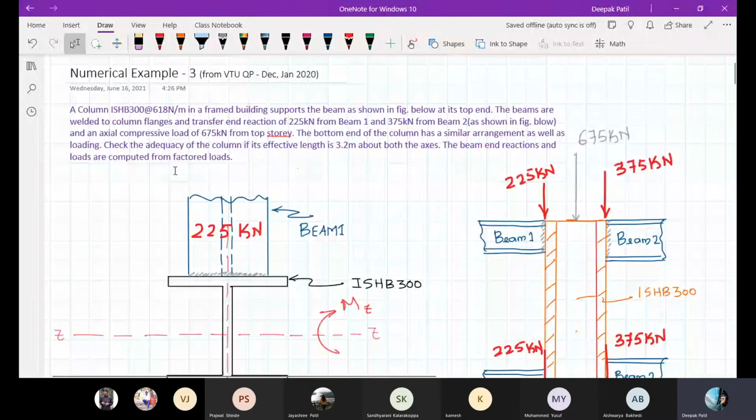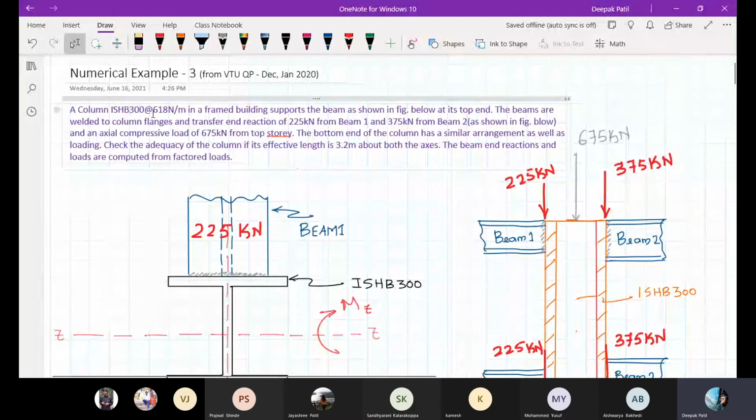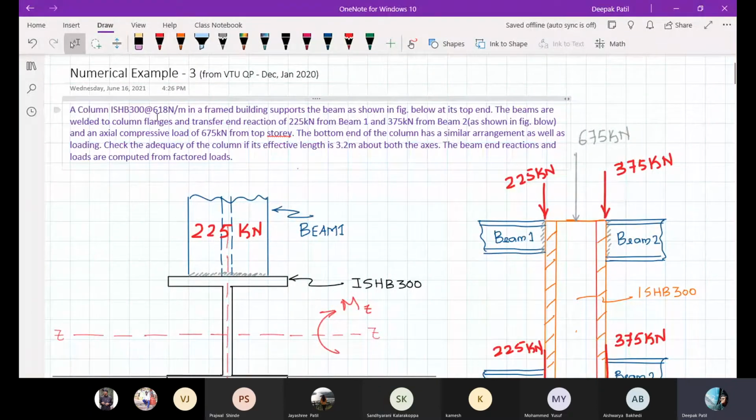If the check fails, see, I told initially only, here in the numerical example, they have given that. First, I will come to a specific numerical example. They have told that you have to check the ISHB 300 adequacy. So whenever these type of numerical examples are asked in the exam, like check whether the ISHB 300 is adequate to take all these loads or not, it is by default obvious that this section will actually pass for all these loads. They only want you to prove that it is adequate.